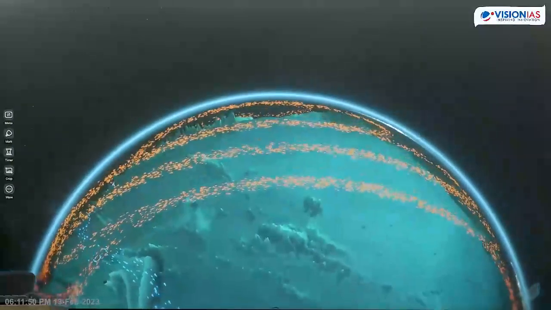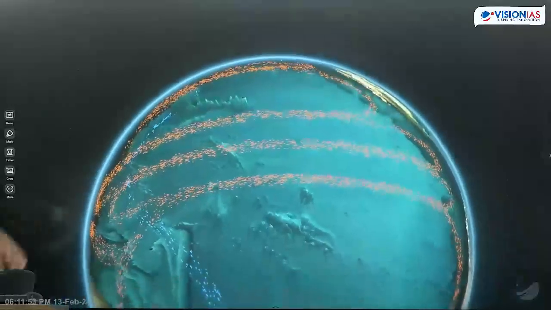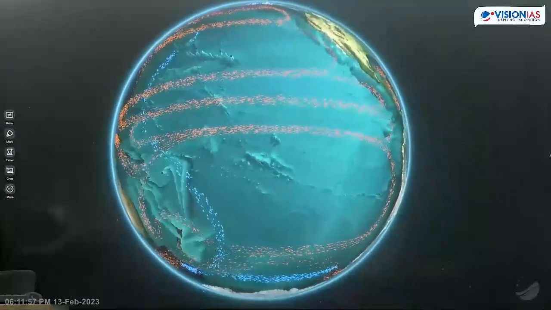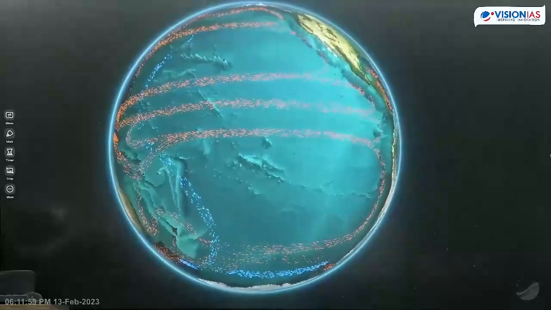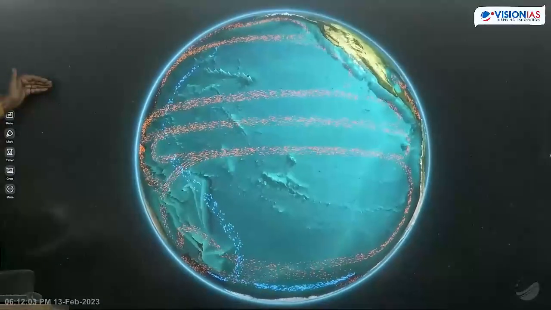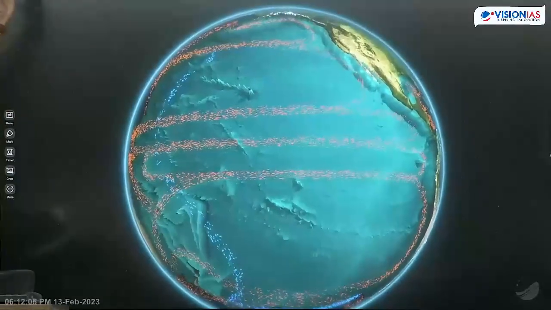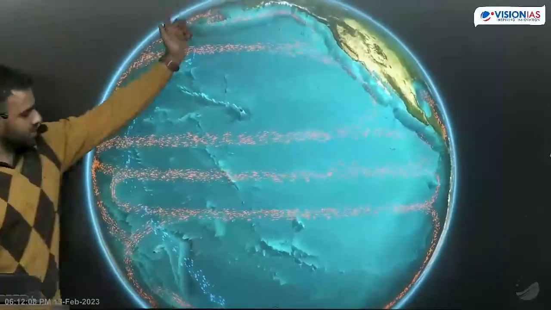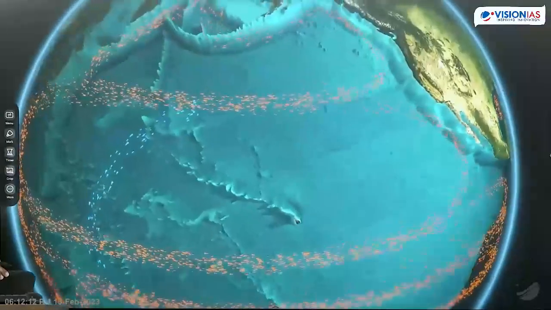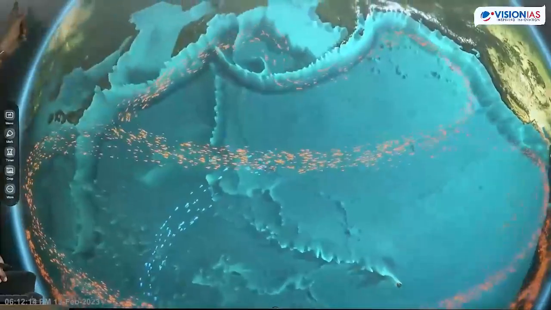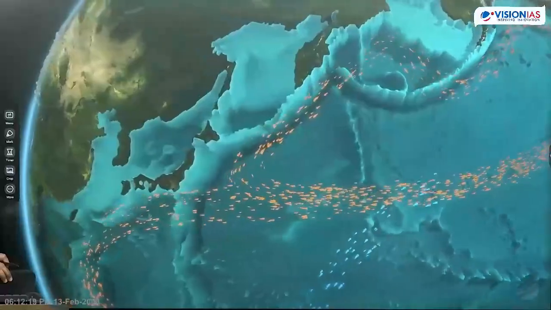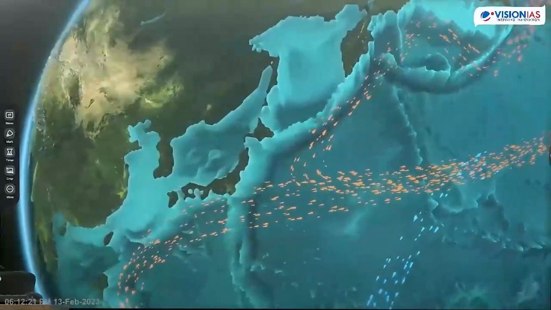So here you will have a clear view. North equatorial, south equatorial, counter equatorial current. So this is Kuroshio and then North Pacific drift and then Florida current. Right, this is Florida current and this is cold Californian current. Alaska current, sorry. The warm Alaska current. This is Kuroshio. यहाँ पर है Kuroshio. Oyashio.